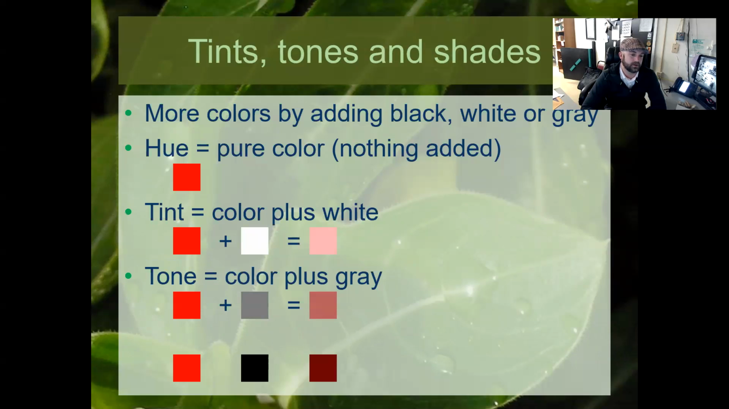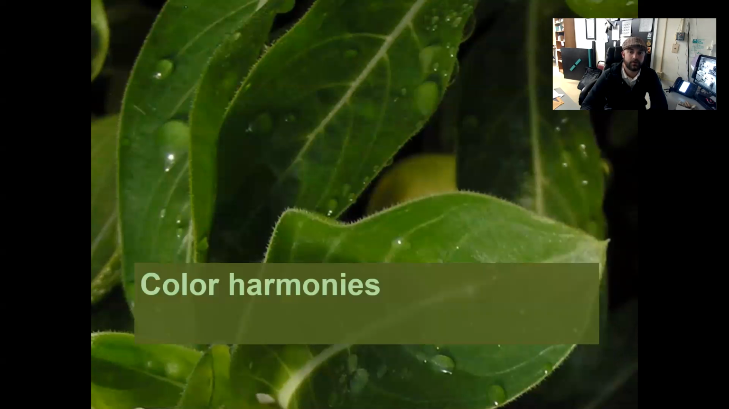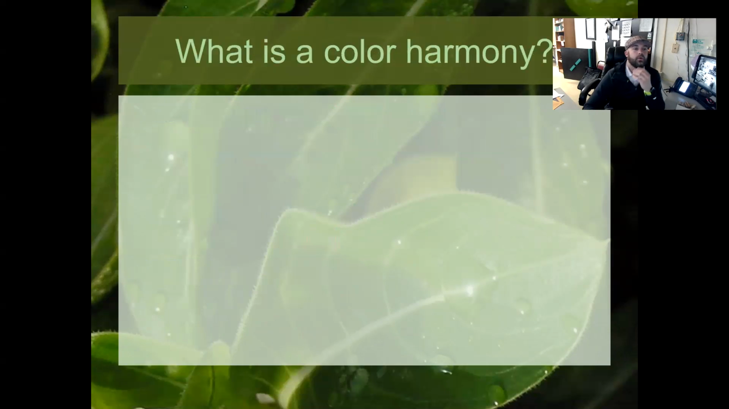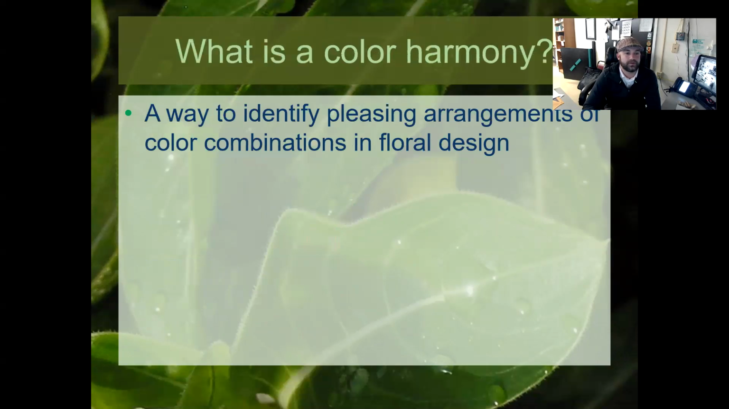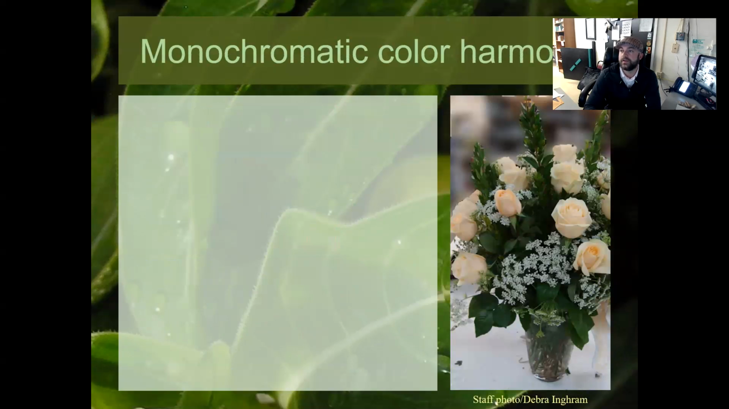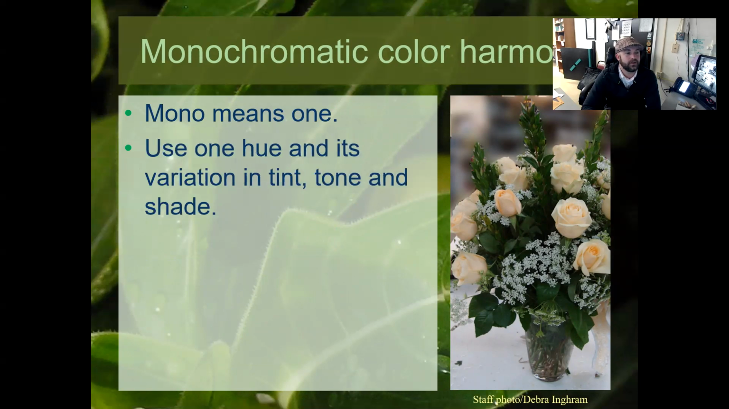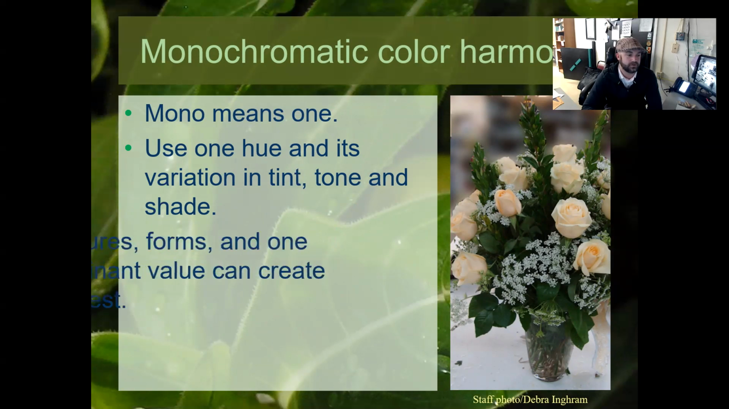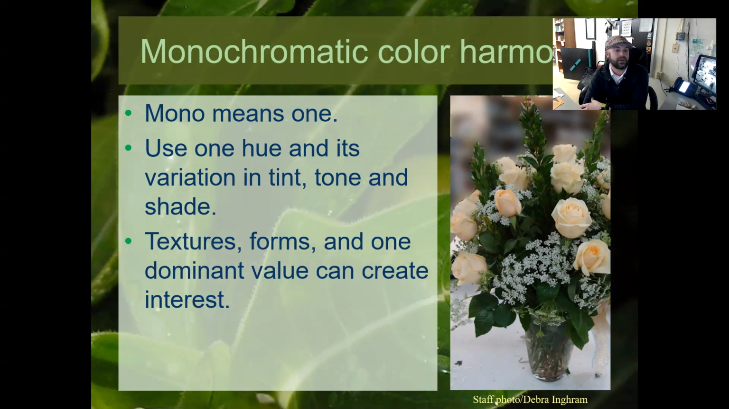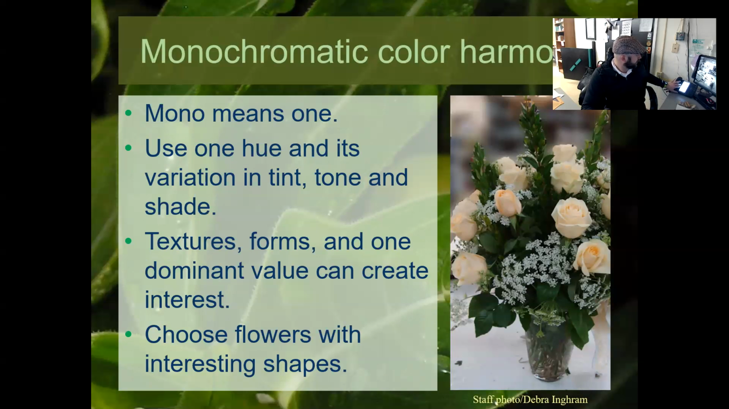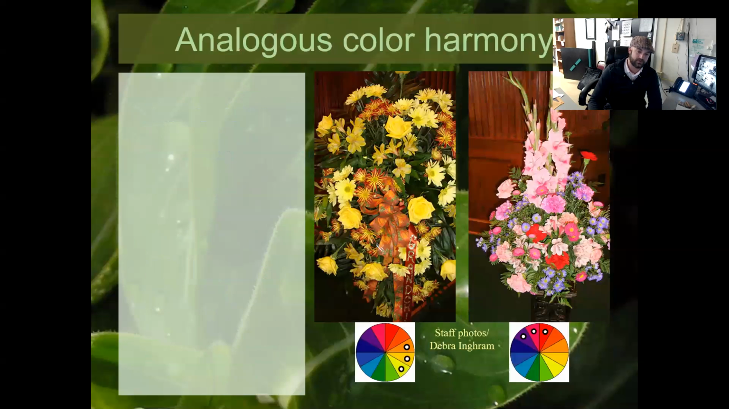Tone, which would be color plus gray, and shade, which would be color plus black. So moving into harmonies, what is a color harmony? It's a way to identify pleasing arrangements of color combinations in floral designs. And monochromatic color harmony, mono meaning one, uses one hue and its variation in tint, tone, and shade. Textures, forms, and one dominant value can create interest. Choose flowers with interesting shapes.